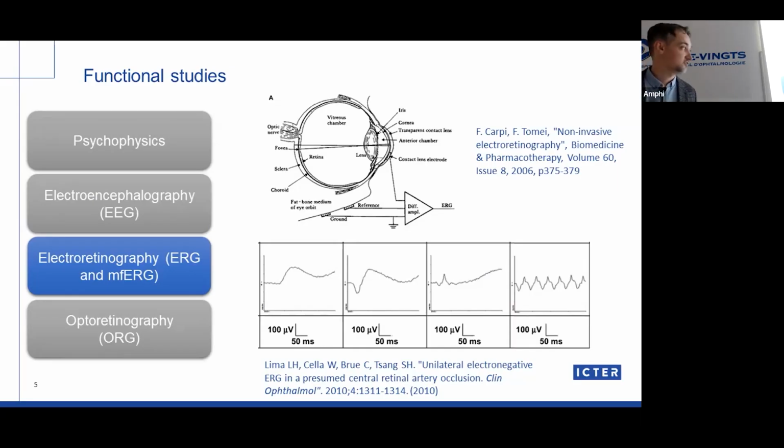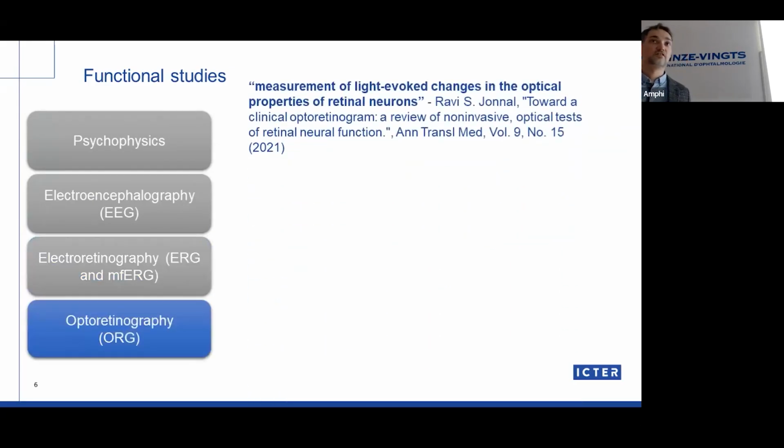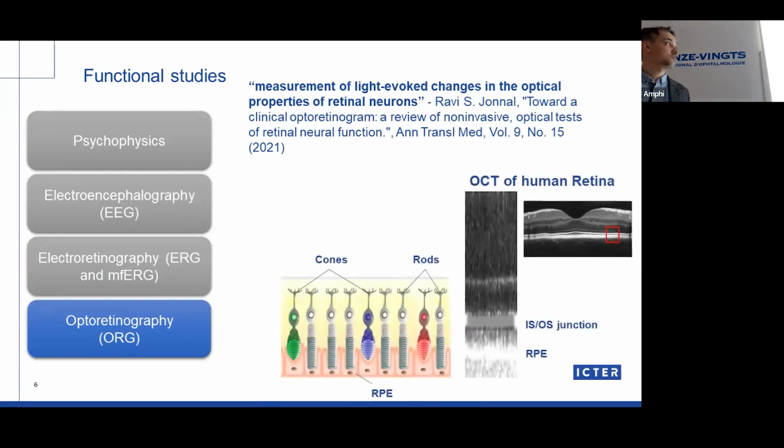And finally, there is optoretinography, which has been presented in talks during this session. It was summarized by Ravi Journal as a means of measurement of light-evoked changes in the optical properties of retinal neurons. There have been multiple approaches to this method. One of the common ones is OCT. In 2005, 2006, 3 groups worked on detecting observed changes in the reflectivity of retinal rays in animals in vitro and in vivo in OCT systems.